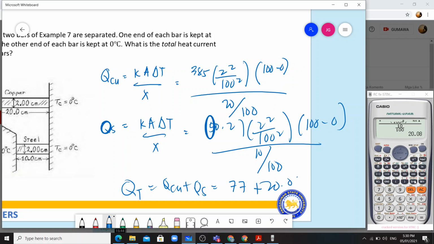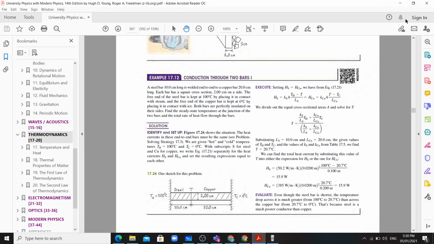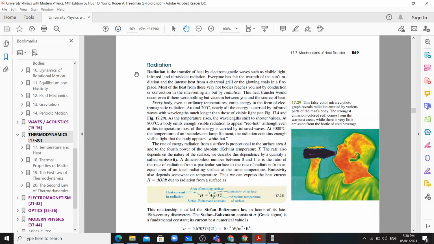20.08 plus 77. Equivalent sa 97.08 watts. Okay? So, that's how you answer example number 8.